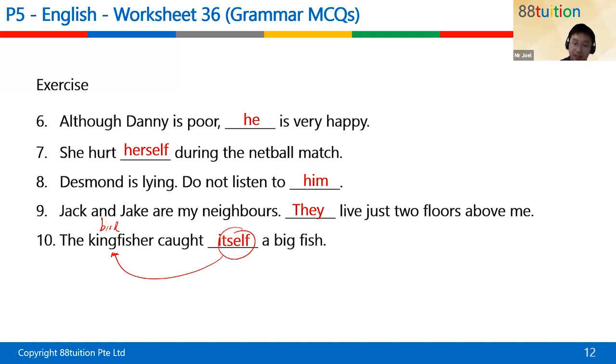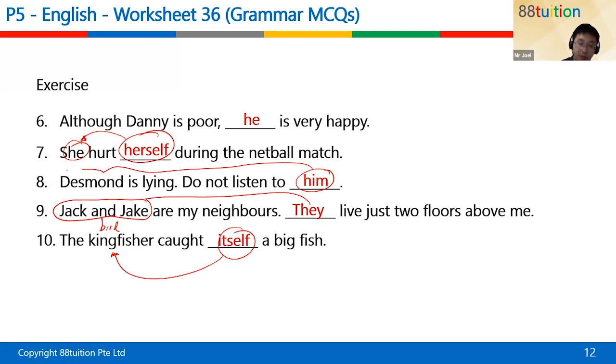All right? They, of course, is not a reflexive pronoun. Herself is a reflexive pronoun of she. All right, it's they over here because they're talking about Jake and Jack, like 2 of them. All right, him over here is talking about Desmond, obviously. He over here is talking about Danny. All right, so these are all pronouns. Some of them are reflexive, like herself and itself. Okay, moving on.